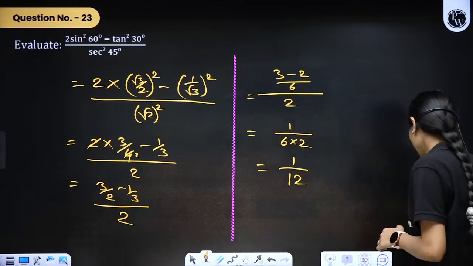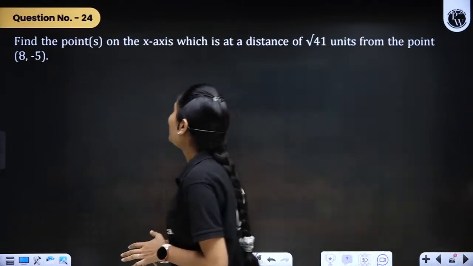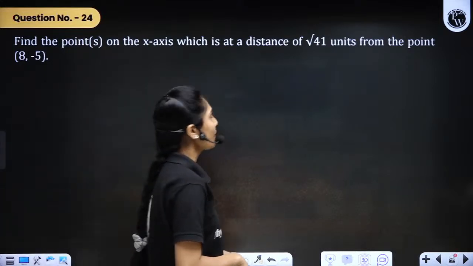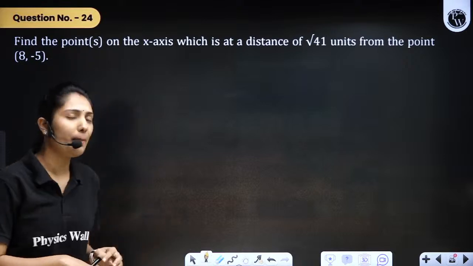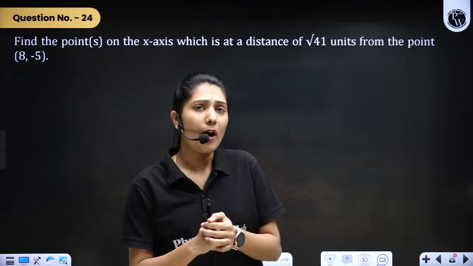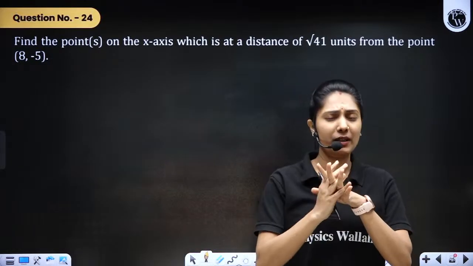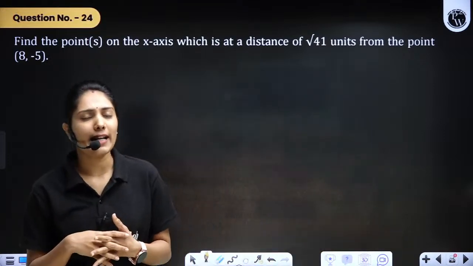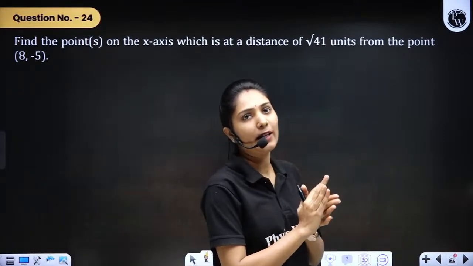Okay. The next one is find the point on the x-axis which is at a distance of 41 units from the point 8 comma minus 5. Since the point is on the x-axis, what should be the value of the y coordinate? Tell me.